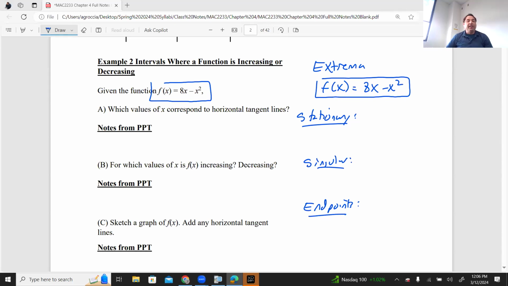So how do you find stationary? Number one, you have to know how to take the derivative. The derivative of 8x is 8. The derivative of minus x squared would be minus 2x. We set it equal to 0 and we solve.